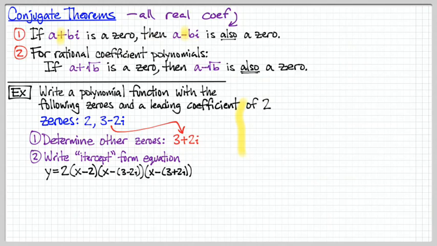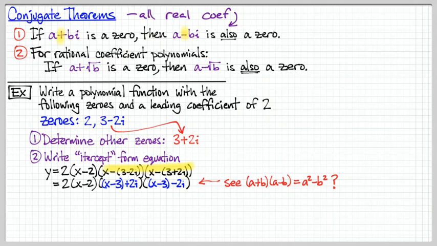We're going to write this in intercept form, where this 2 here is our leading coefficient right here, 2. This 0 of 2 leads us to this factor, x minus 2. This 0 here leads us to this factor. This other 0 here leads us to this factor. Now we're going to multiply this out, and I'm going to do this in a certain way.